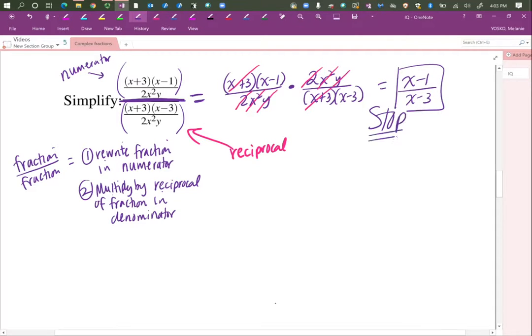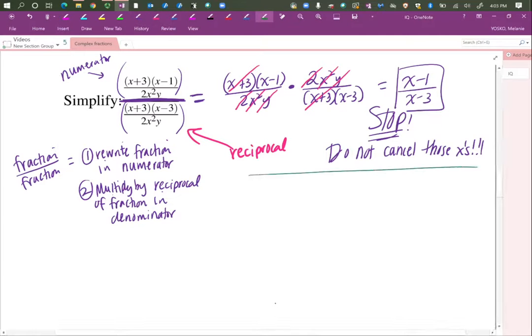Stop. Do not cancel those x's. That is your answer. Okay, so some of you may be tempted to do that. Don't do that. You cannot cancel the x's. So I'm going to show you 2 reasons why you can't, 2 examples.